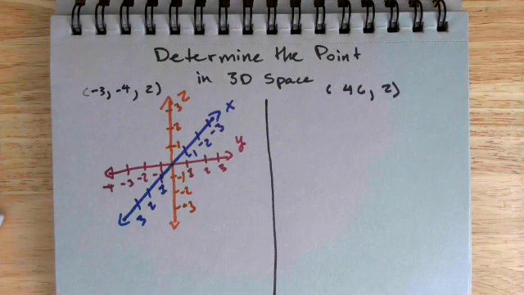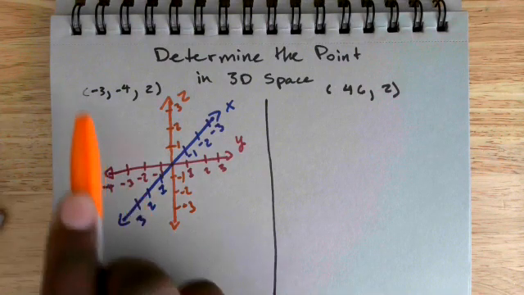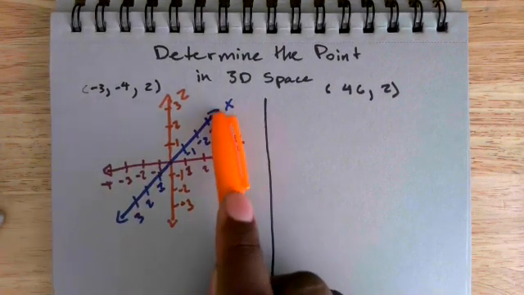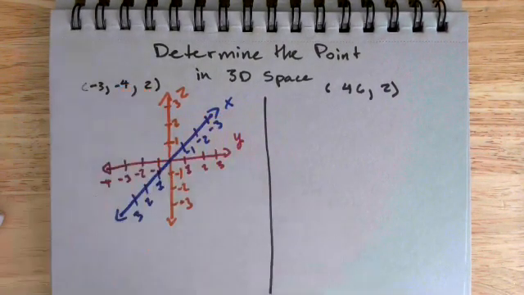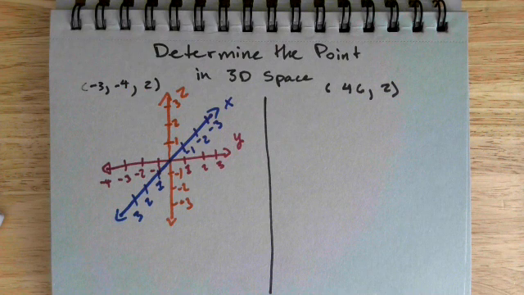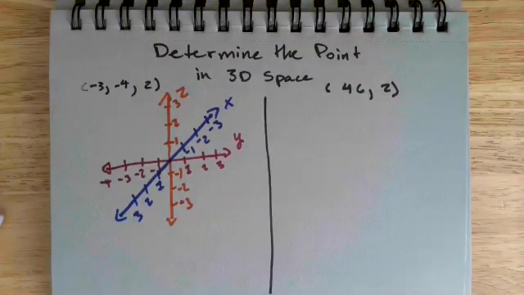All right. And so basically, to find the ordered triple, the first thing you're going to do is look for your x value first. So your x value is at -3. Your y value is at -4. And so what you're going to do is try to, I'm going to use a pen here.